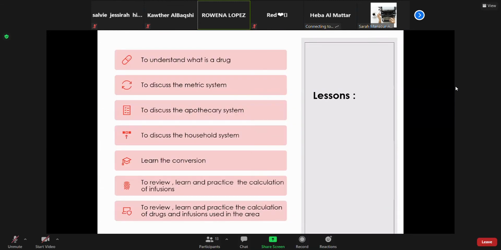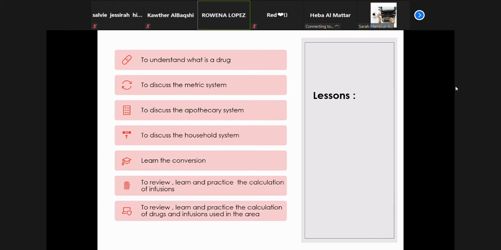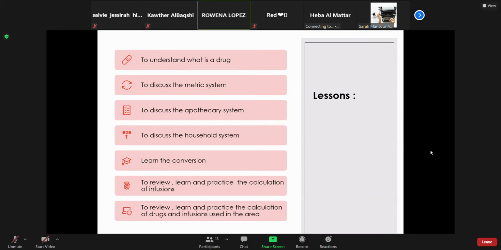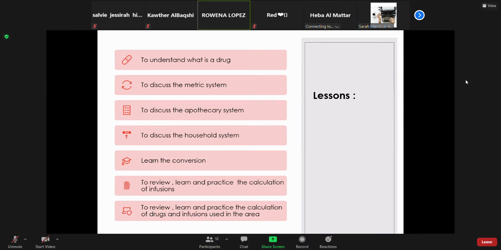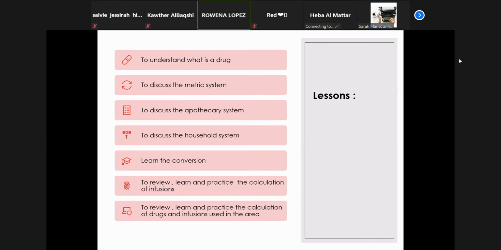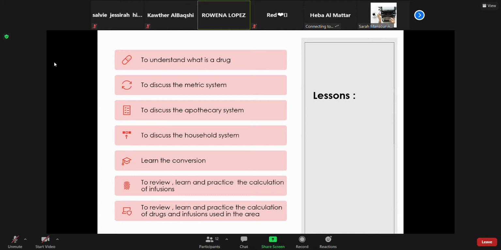Okay, the first lesson for us. Our objective is to understand what is a drug, to discuss the metric system, to discuss the apothecary system, to discuss the household system, because usually our household system is very important that we have to know, because sometimes we are using some of the food that the patient is taking in, like a spoonful of yogurt, so it should not be 1 spoon in your intake and output.